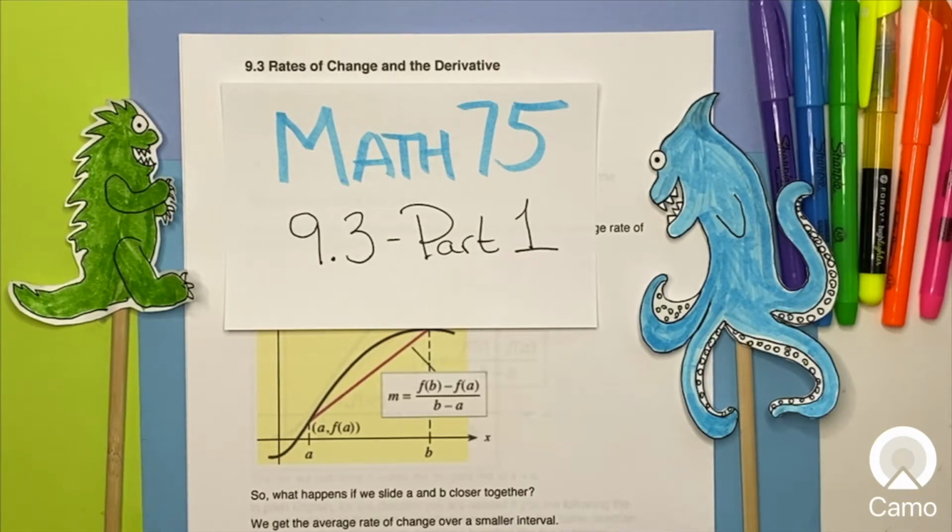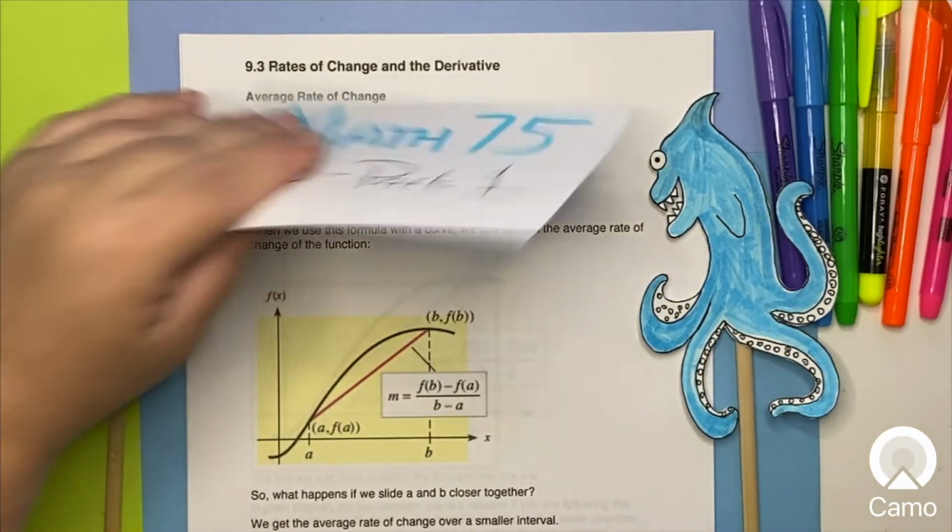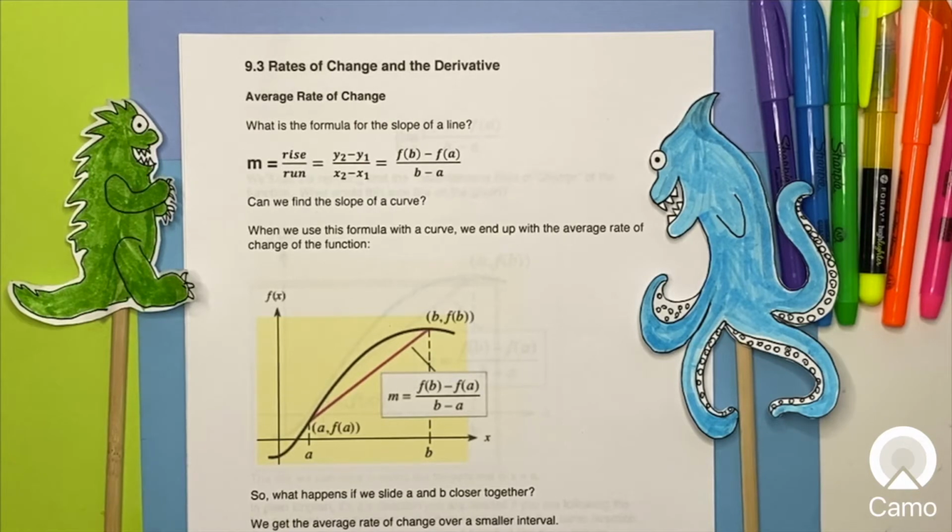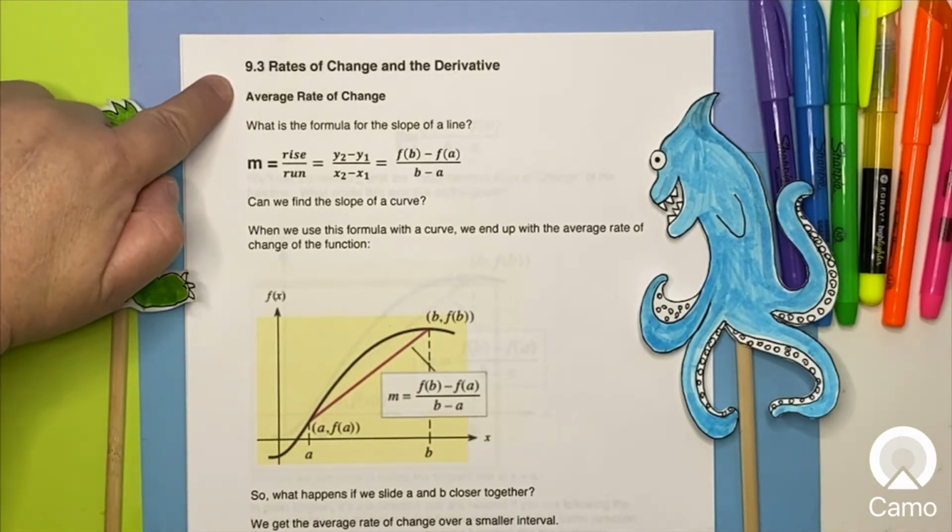Woohoo! We are recording, and this is 9.3, part 1 for Math 75. And what are we going to be talking about in here? We're going to be talking about rates of change and the derivative. This is very exciting. And so to begin with, we're going to go back to average rate of change.